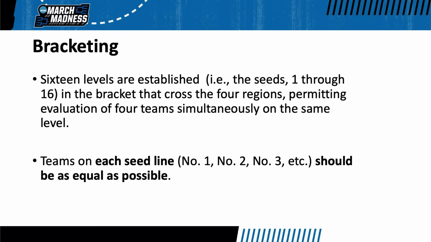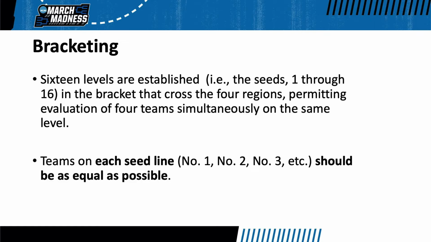There are 16 seeds in each of the four regions. Teams on each seed line are generally close to being equal. For example, teams seeded 5th in their respective regions are ranked 21, 22, 23, and 24 on the overall seed list, which you'll recall is the committee's ranking of the 68 tournament teams.